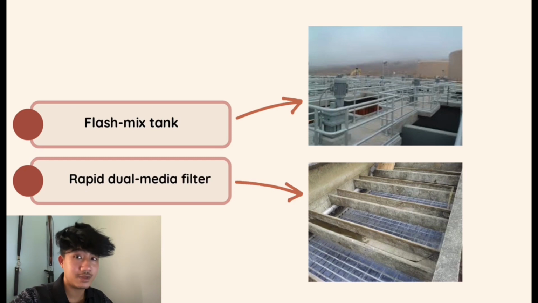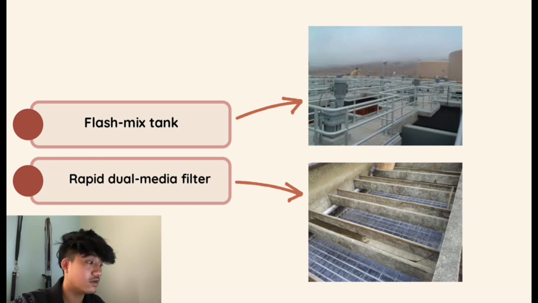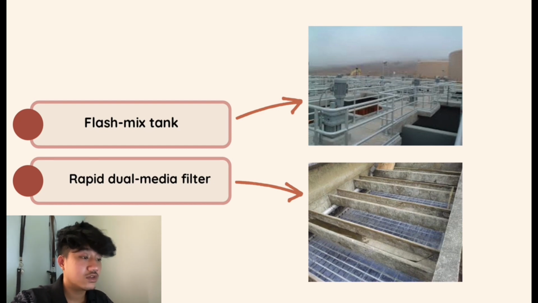Next, the flash mix tank is used to distribute the chemicals like coagulant, chlorine and sulfur and more. These substances must be in slurry form to make it easy for the neutralization process. The rapid dual media filter is efficiently used to remove suspended solids and pathogens. It is needed to reduce the turbidity of the RO feed water to be slightly less than before.